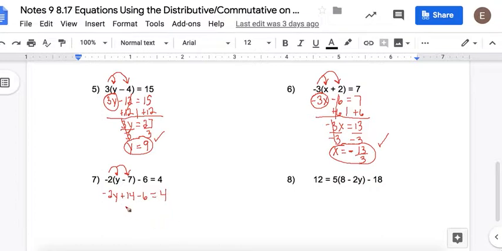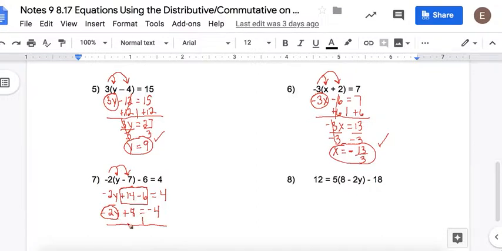Now, are there like terms? There are in this case. The previous two examples, there weren't after I distributed, but now there are. So I have to combine those. Bring down your negative 2y. And 14 minus 6 is positive 8 equals negative 4. Now we just have a two-step here, so circle your variable and draw your t.